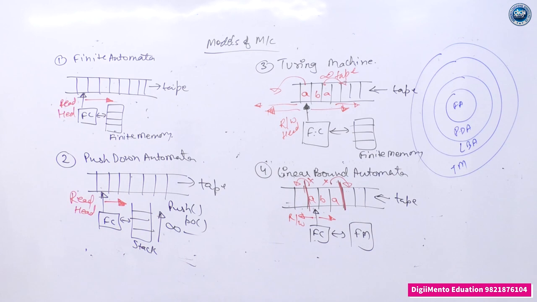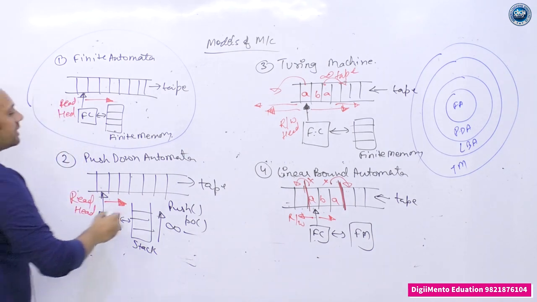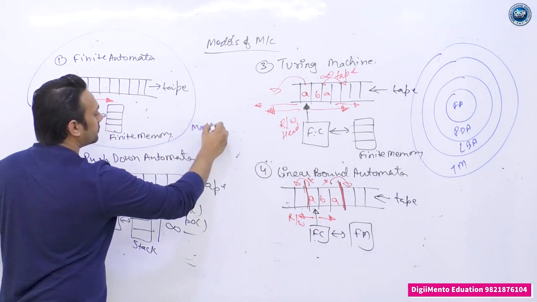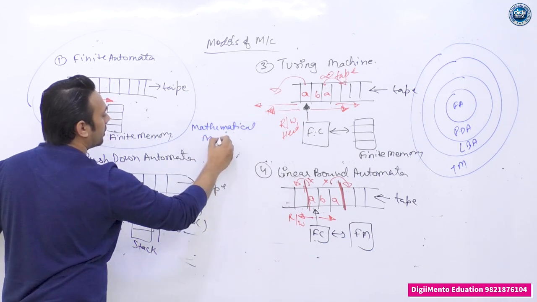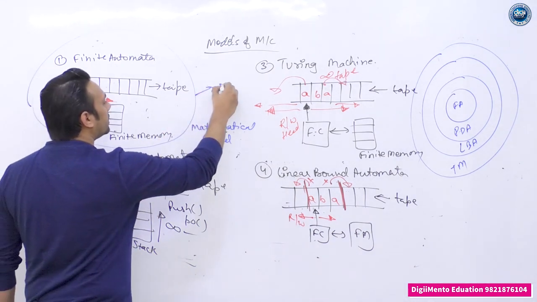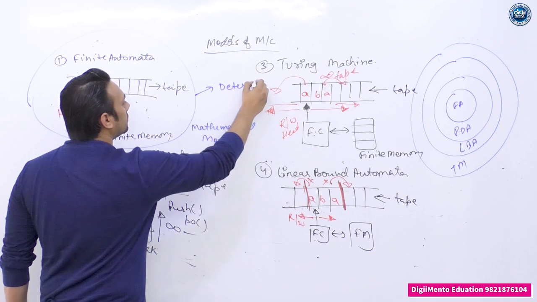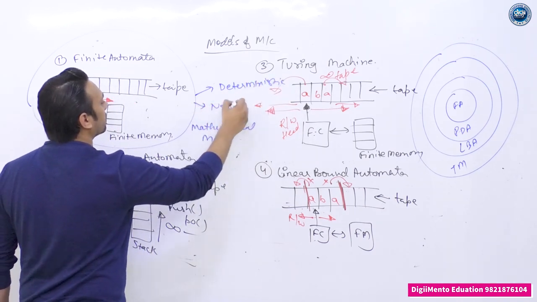Okay, so now what we have to do is, first of all, we'll study this mathematical model. Finite automata is a mathematical model. So all of them are basically mathematical models. So we'll start with the finite automata, and there are two variations of finite automata, which is deterministic finite automata as well as non-deterministic finite automata.